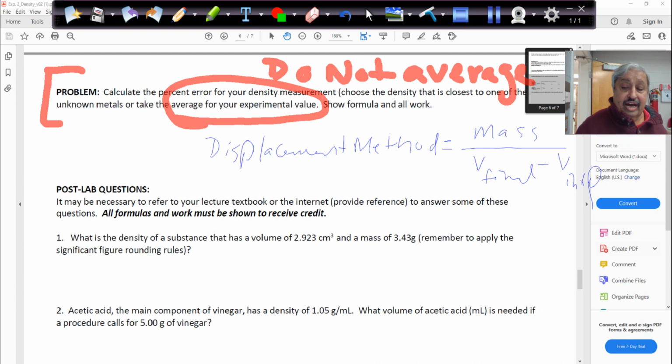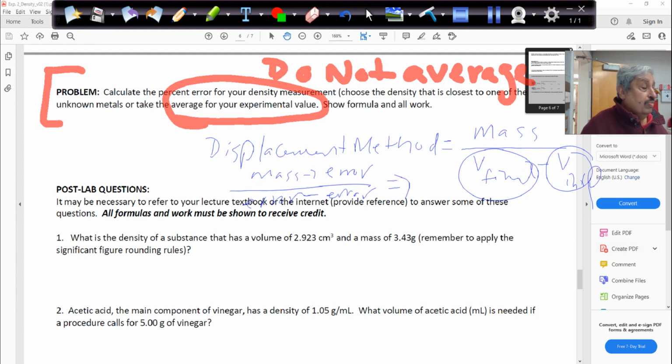And you have an error here, so you have the mass, this is error, and then the volume, there is error, minus error. So you have this type of error, which is linear error. So you can see that the error in the displacement method is linear.